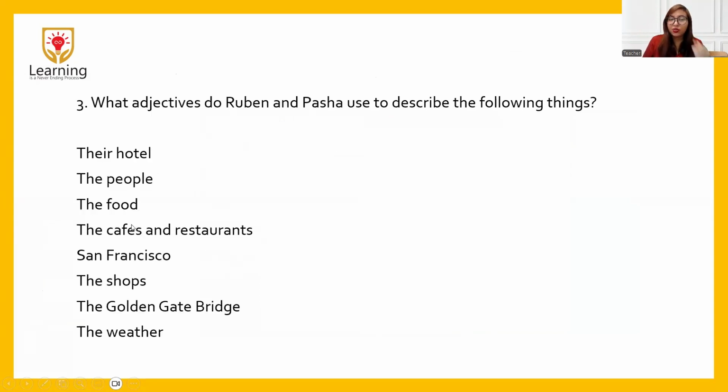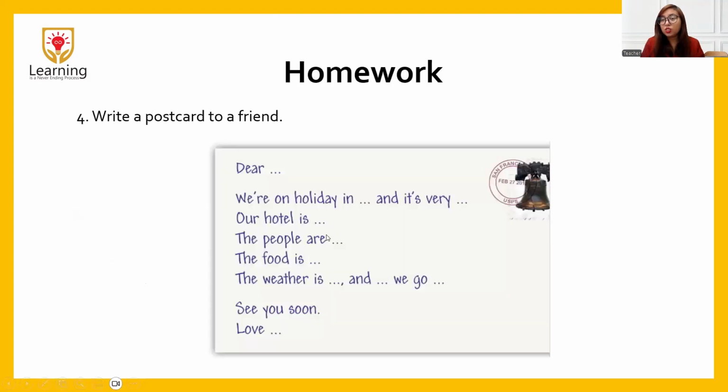After that, here is the next exercise. What adjectives do Ruben and Persher use to describe the following things? Do you remember what kind of adjectives they use to describe their hotel? The hotel? The people? The food? Do you remember the adjectives to describe the food? Also cafes and restaurants and everything. All right. So do the exercise by yourself. After doing all of them, let's try to write the whole postcard of your own.